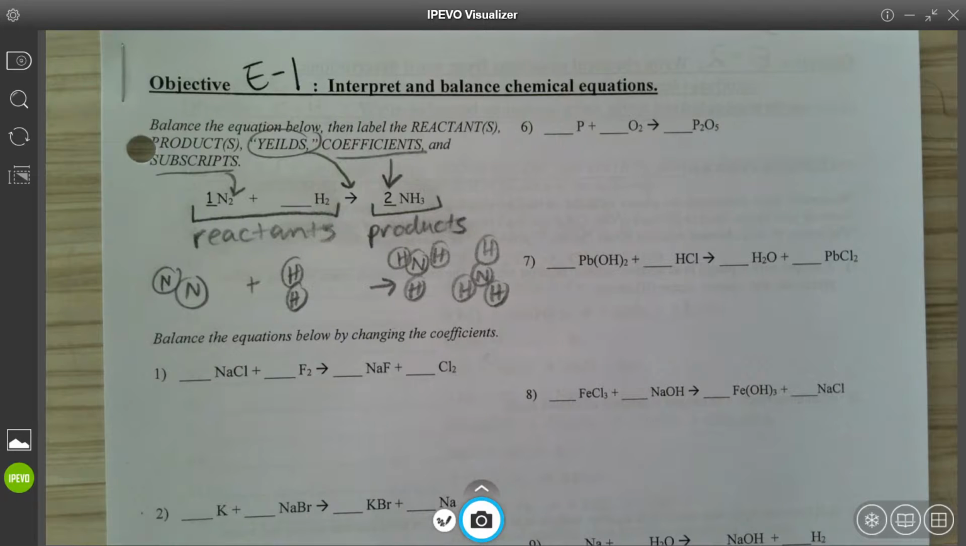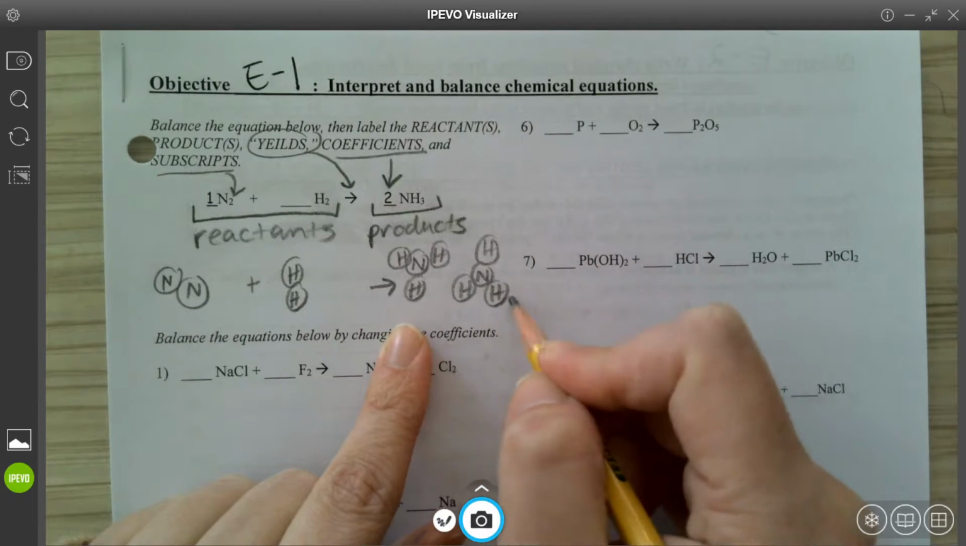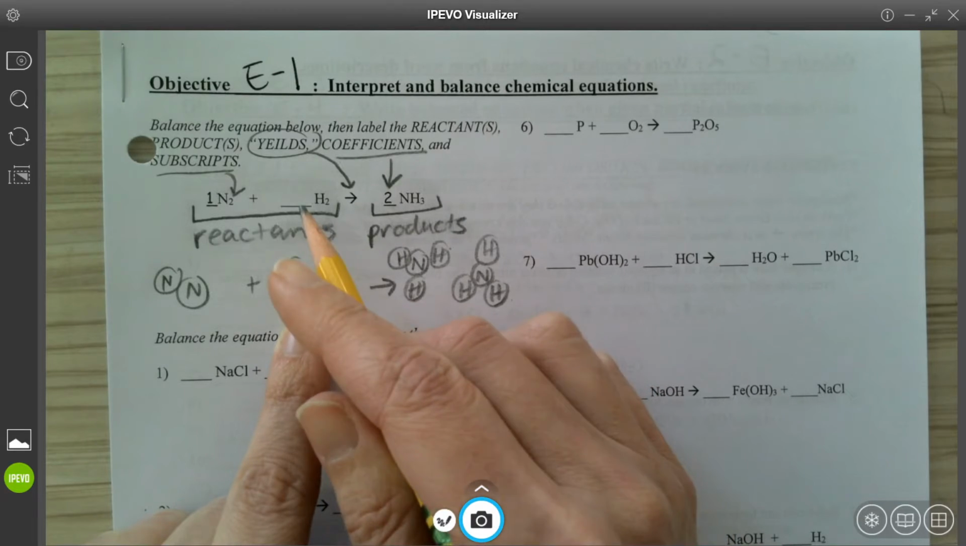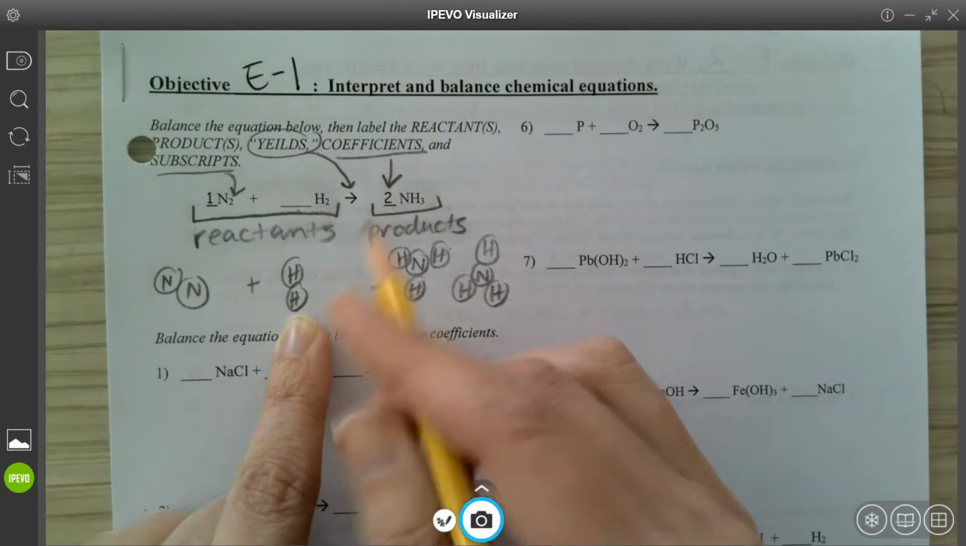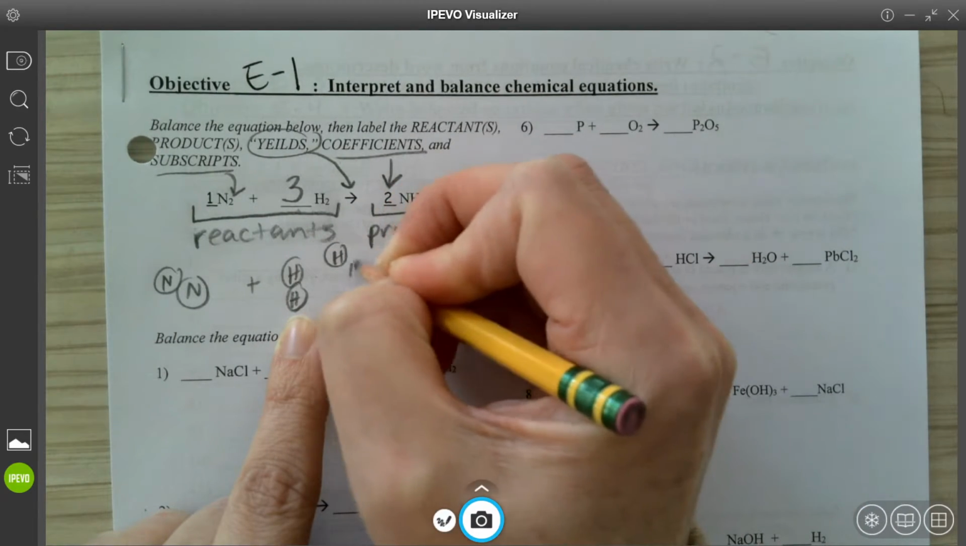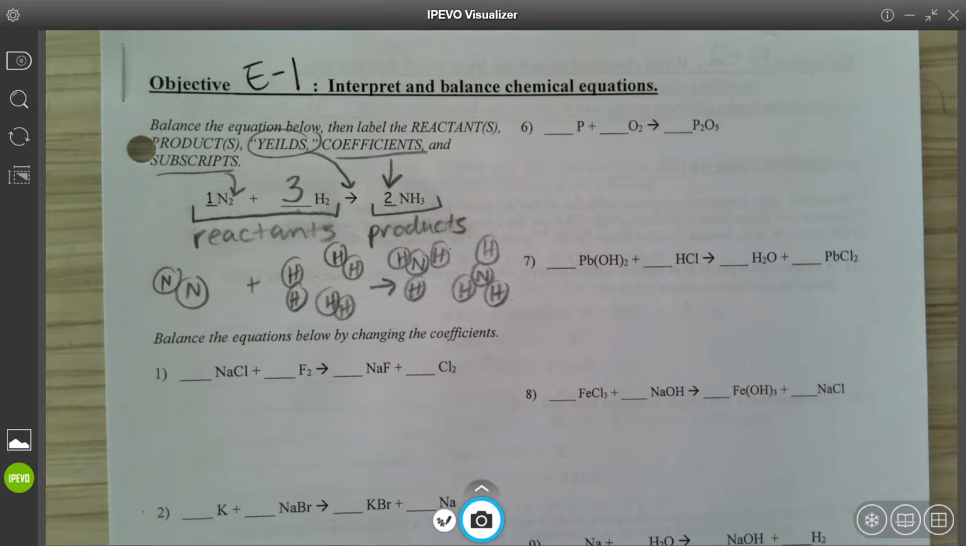All right. So you can see after the arrow we have 1, 2, 3, 4, 5, 6 hydrogens, but before the arrow we only have 2. So what would I put in this blank to get me up to 6 on this side? A 3. Because then if I have 3 molecules of H2, that gets me up to 6.